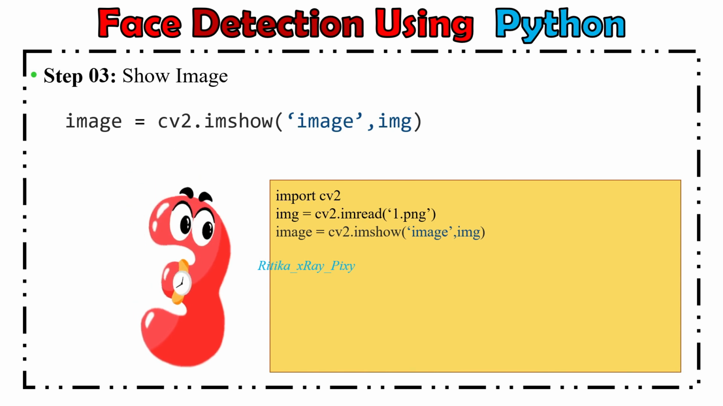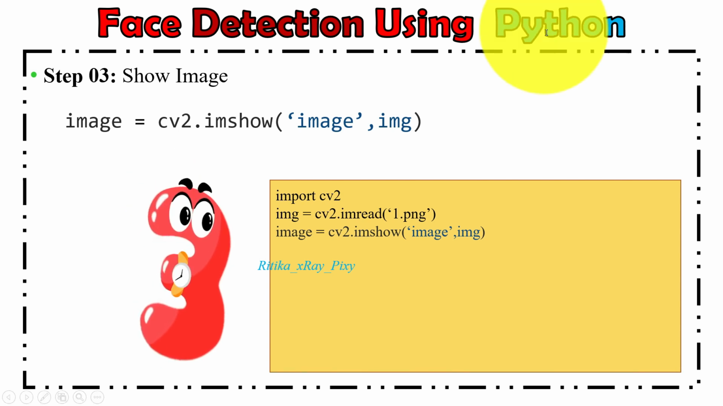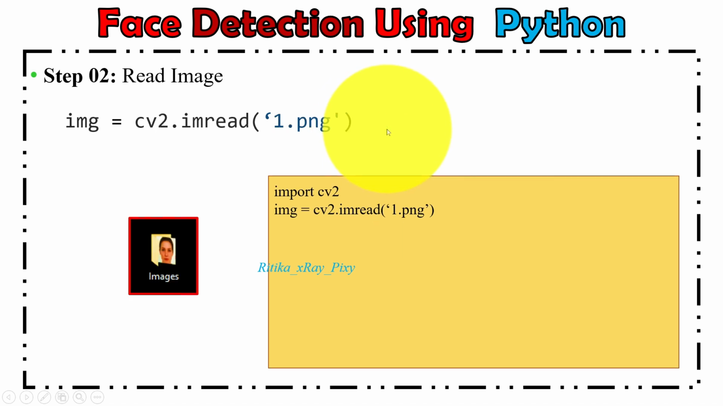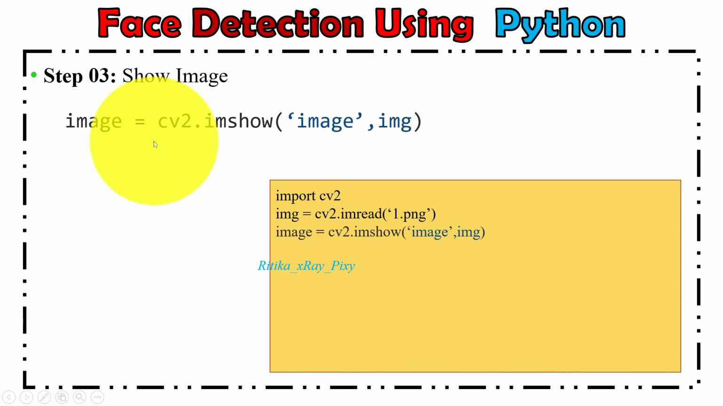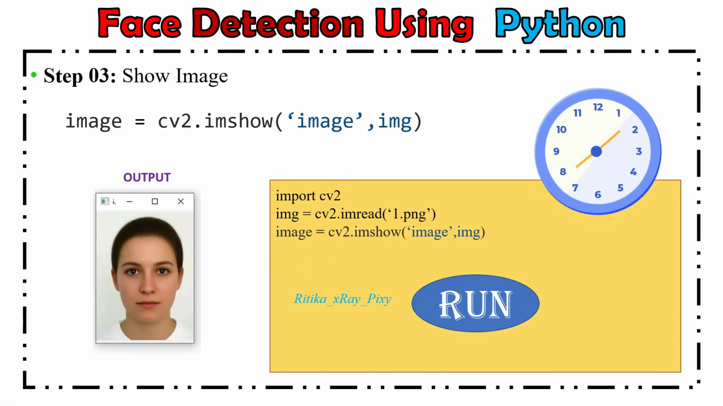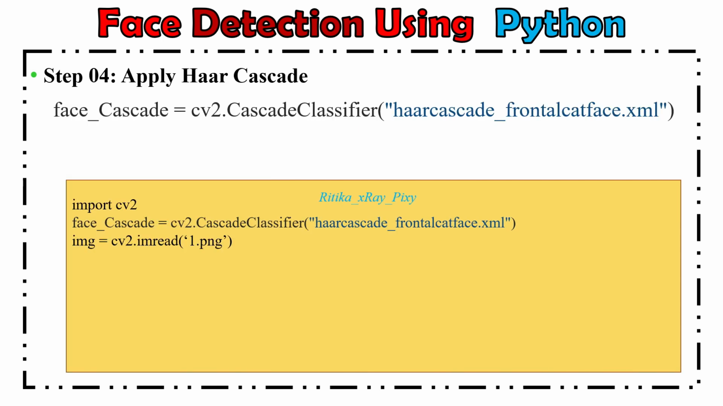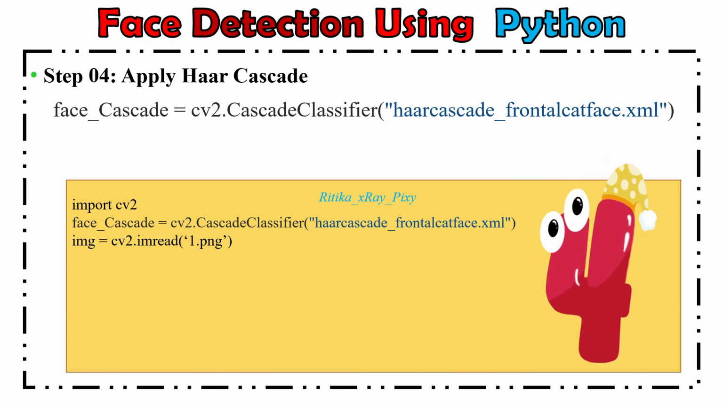Next we can display the digital image using imshow, that is image show. This is used to display the digital image, and here you can see the variable img. This stores the imread image and we can display this image. Run the code and we have the output. This is the input image.